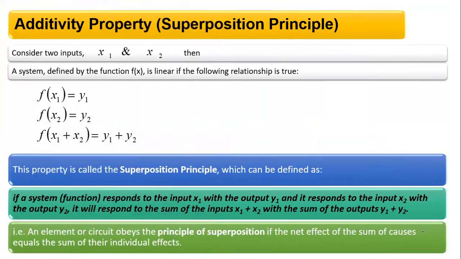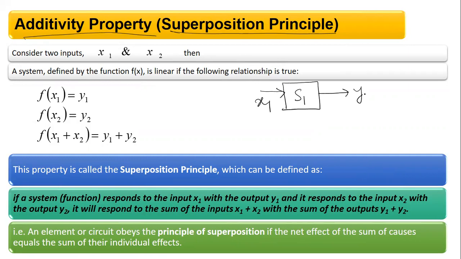Now let us come to the principle of superposition or additivity property. Additivity property itself is known as principle of superposition. Now what is principle of superposition? I'll try to make it clear with an example. For example, there is a system S1 which has some input X1 and it has certain output Y1.